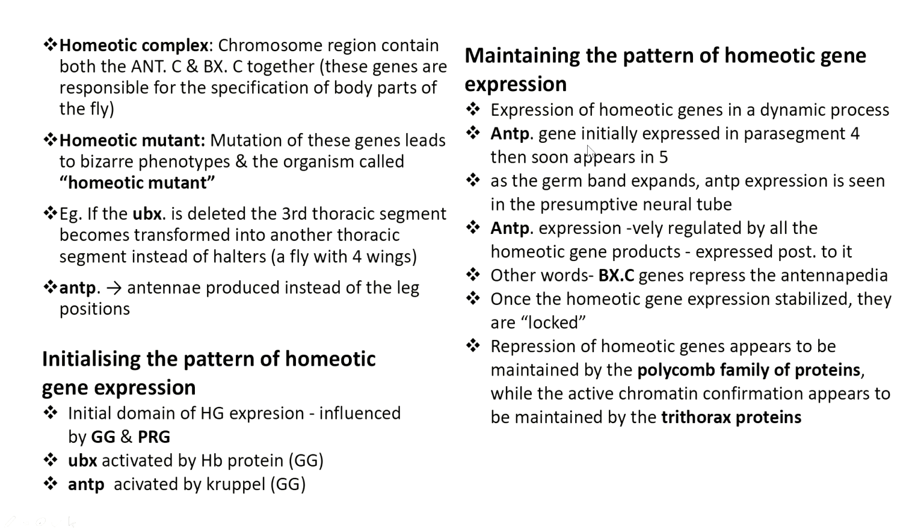Soon after the expression starts at the 4th parasegment, it starts to appear in the 5th segment. As the germ band expands, Antennapedia expression is seen in the presumptive neural tube. As the germ band expands, it means development is in progress. The Antennapedia expression also progresses towards the presumptive neural tube. The expression is seen up to all these regions, the neural tube region also.